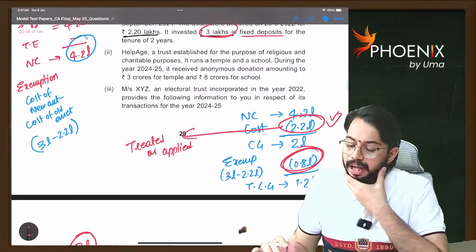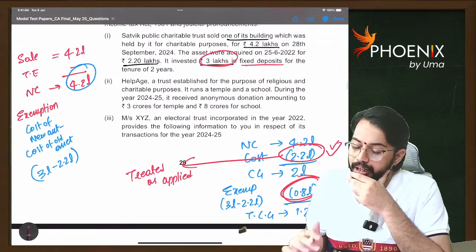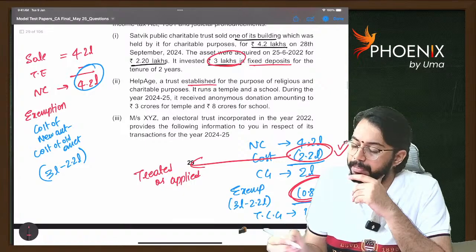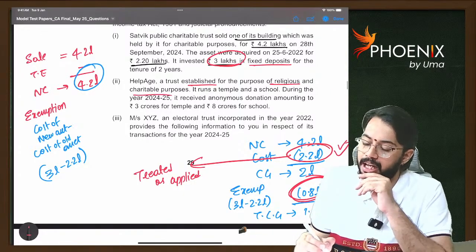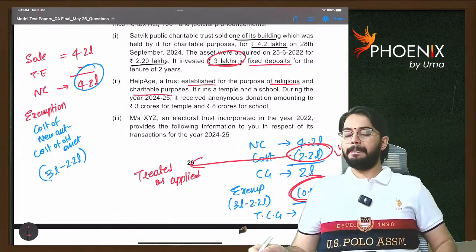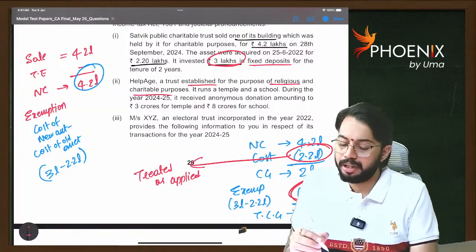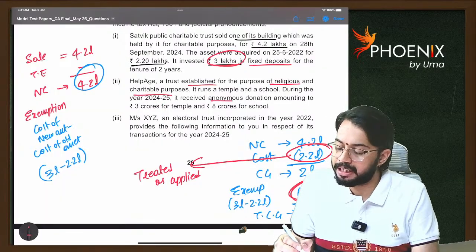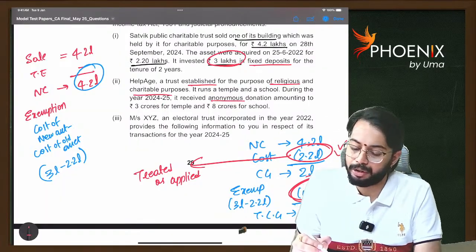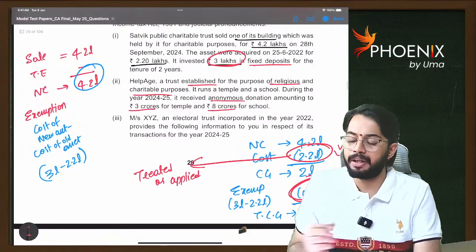Next, second point, XYZ is a trust established for the purpose of religious and charitable purposes. It runs a temple and a school. During year 24-25, it received anonymous donations amounting to 3 crores for the temple and 8 crores for the school.